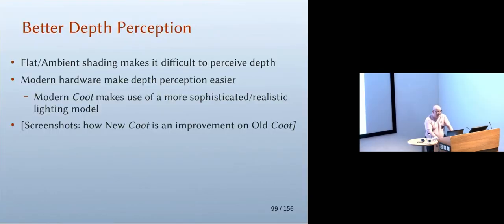So, the flat shading makes it difficult to perceive depth. Modern hardware allows post-processing of the image, frame buffer techniques, and that's what Coot is now using for more realistic lighting. And I've got a few screenshots of how that looks.